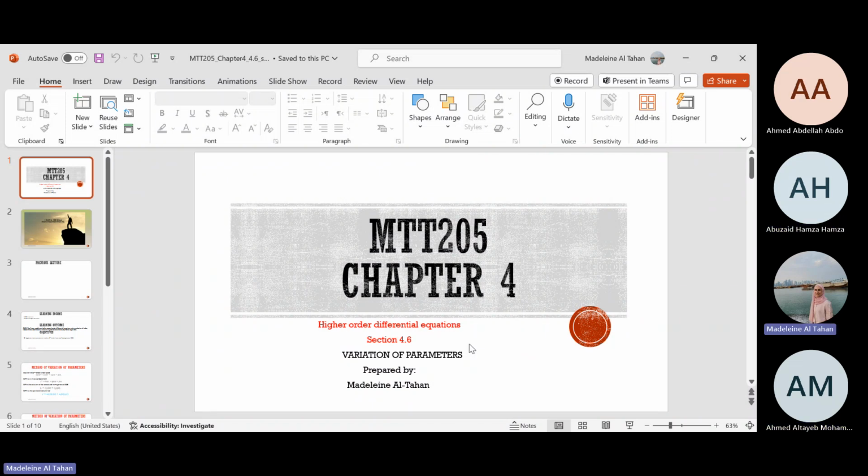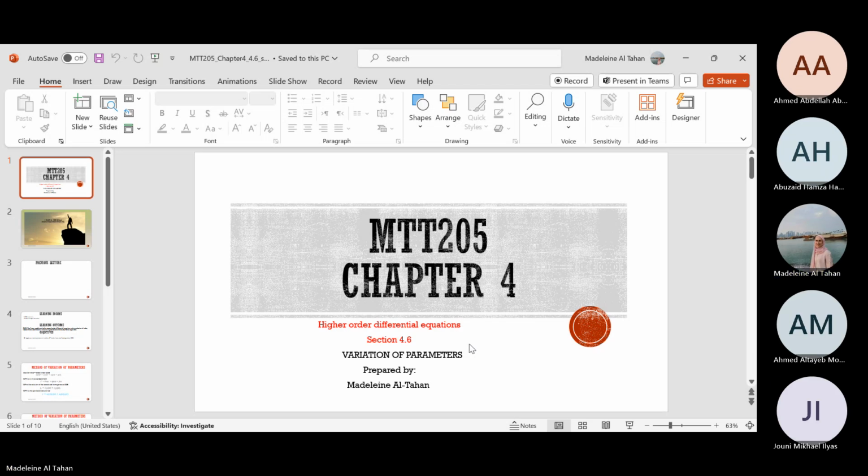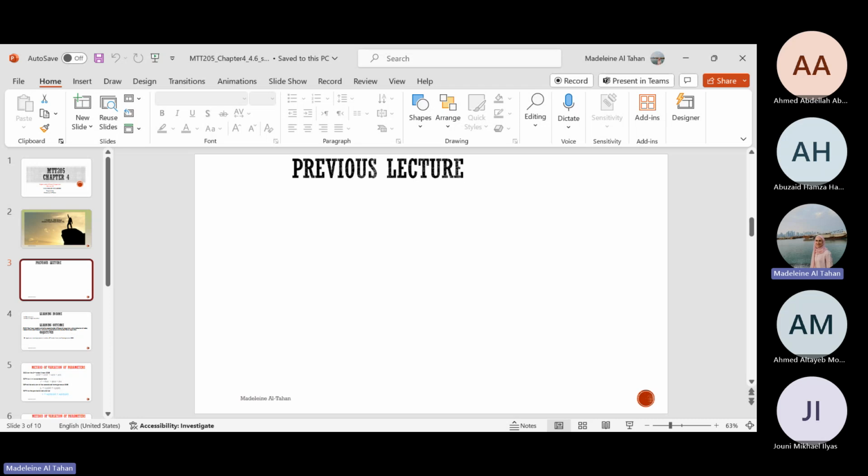Okay, so we are still in chapter 4. During this lecture, our aim is to solve non-homogeneous ordinary differential equations. But for these non-homogeneous differential equations, we will learn a new method to solve them. Before we go into more detail, let's recall what we discussed in the previous lecture. What was our main objective in the previous lecture?